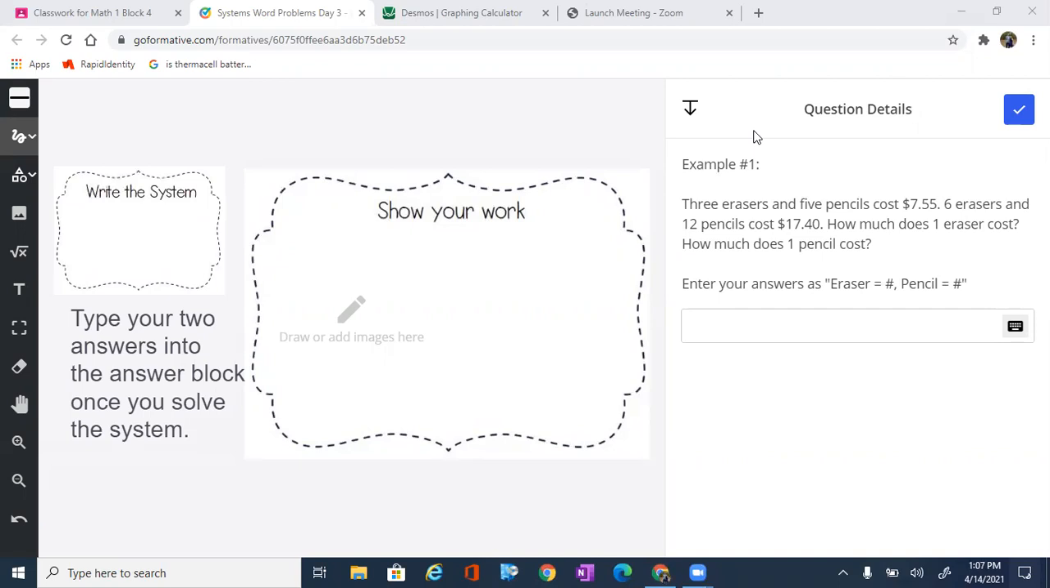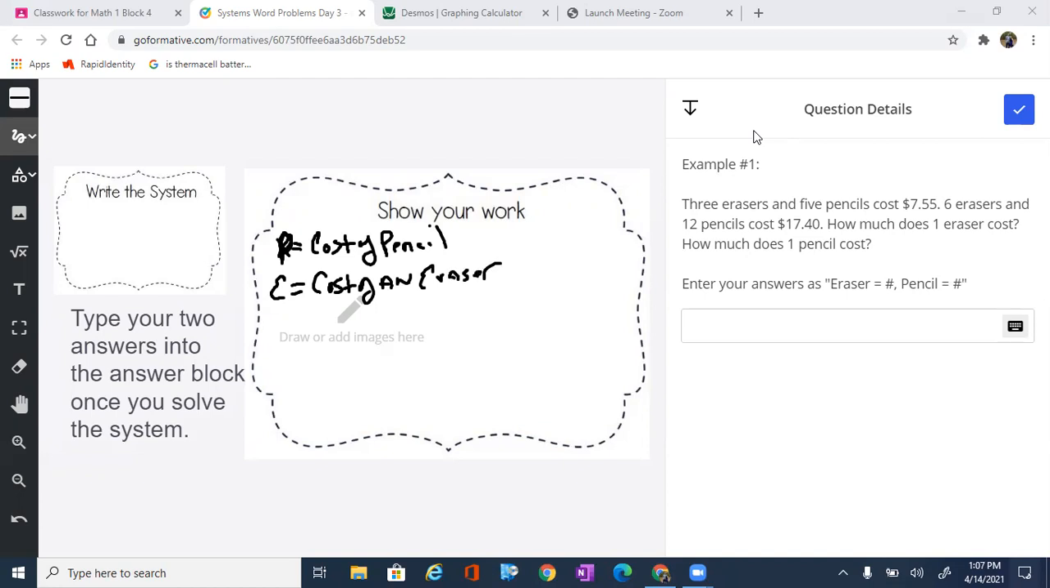So what I'm going to do is say, let's say that X is the cost of a pencil. Or actually, let's go ahead and make it easier. Let's say P is the cost of a pencil and E is the cost of an eraser.